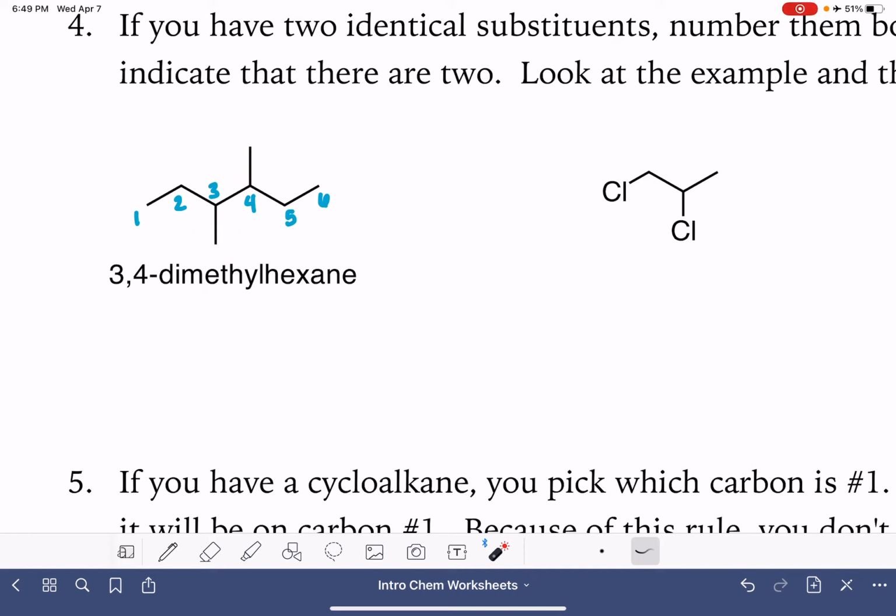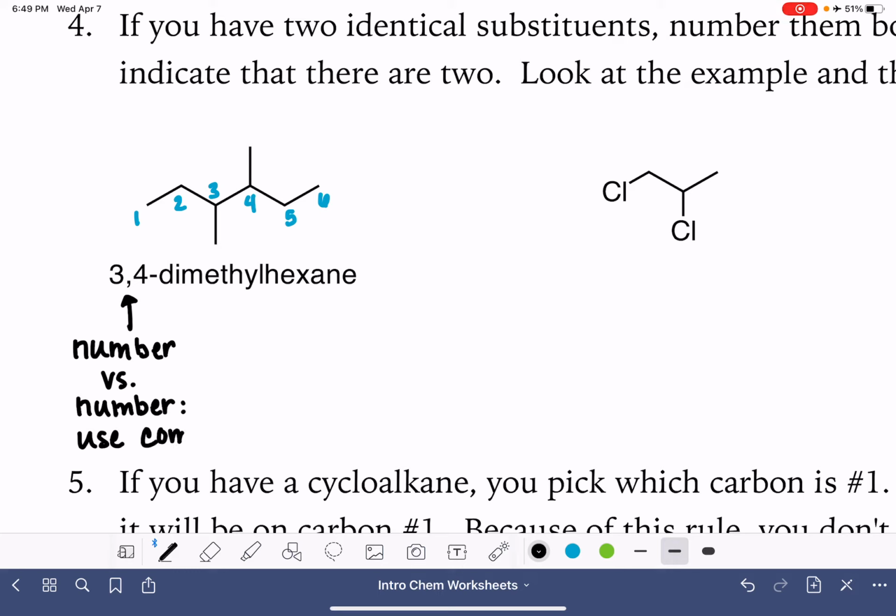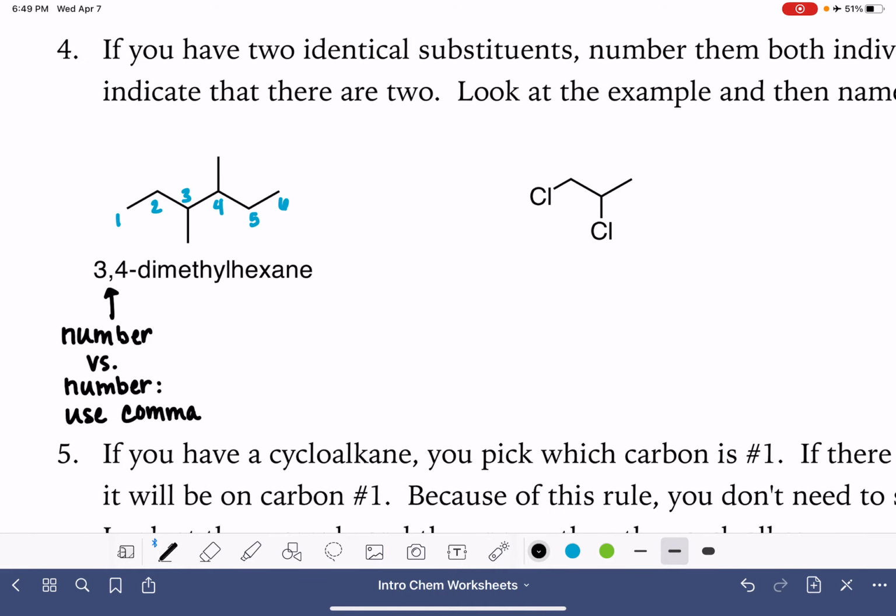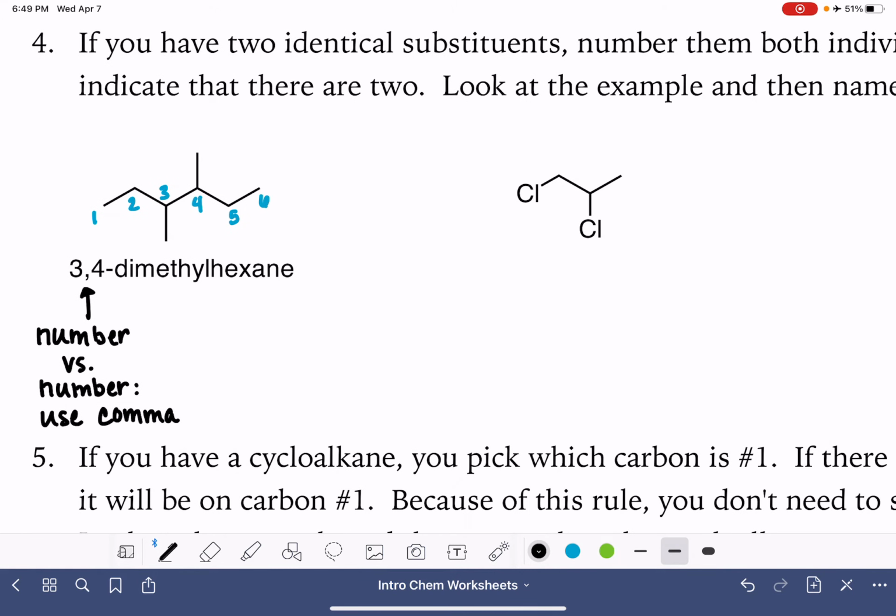Instead of saying 3-methyl, 4-methyl, hexane, we can say 3,4-dimethyl. That means 2 methyls, hexane. Notice that we're using a comma to separate the 3 and the 4. So when we have a number and a number back to back in a molecule's name, we always separate those 2 numbers with a comma. Number versus letter, we use a dash. Let's take a look at these other 2 examples.